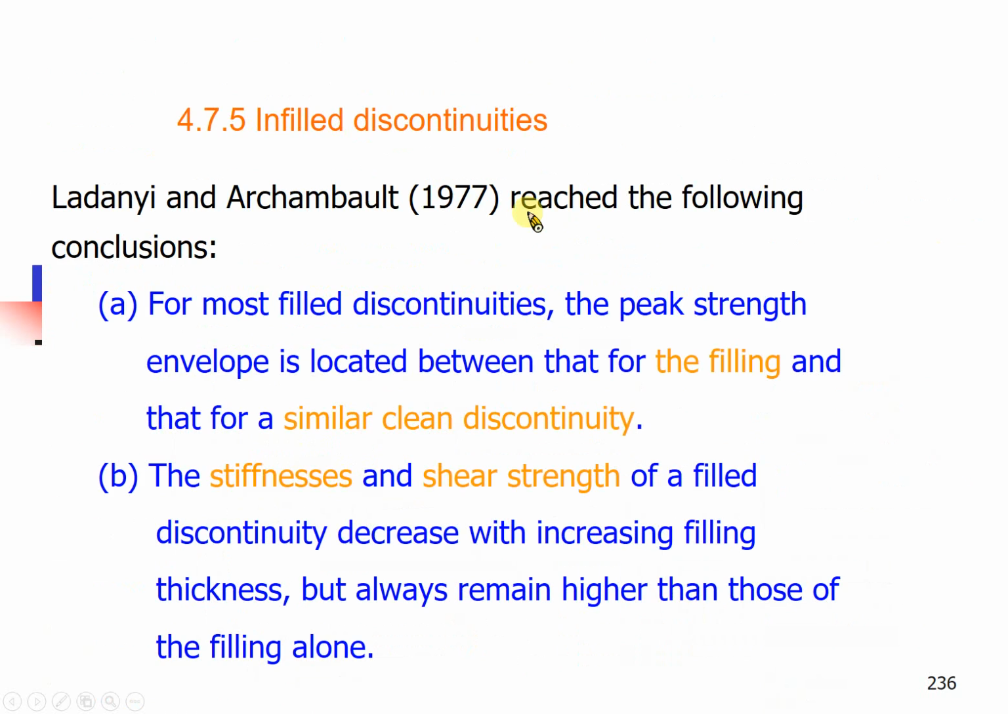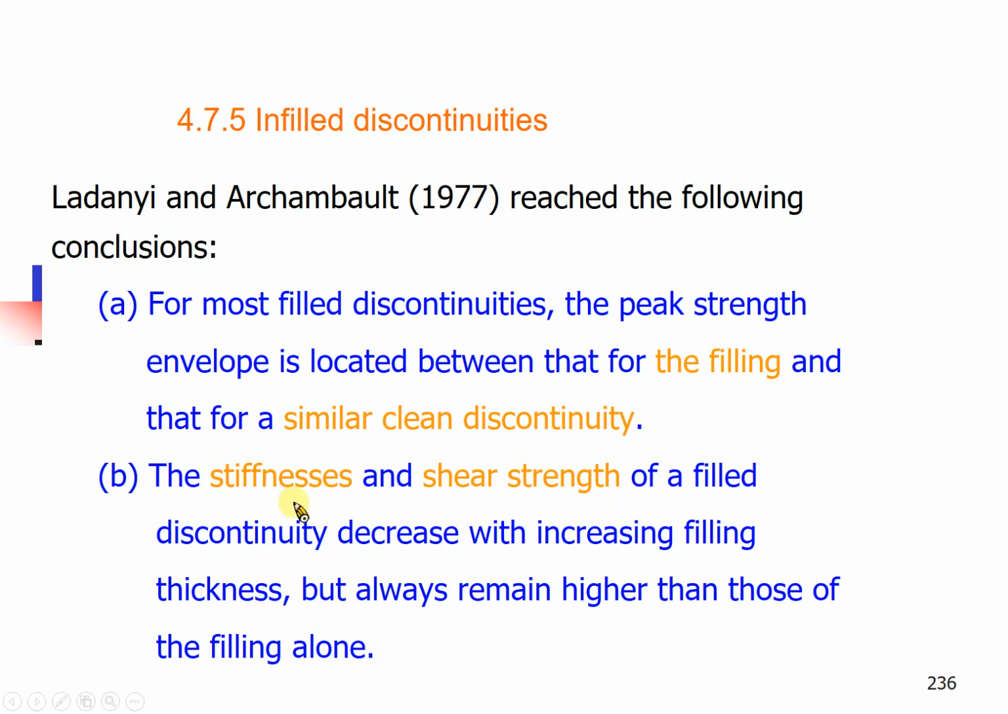Okay, then how about the joint with infill? Generally speaking, for the joint with infill material, the failure envelope will be between the clean discontinuities and the fill material itself. It will be in between. Okay, roughly, the failure criterion of the infill material will be the lower bound, and the failure criterion of the clean rough joints will be the upper bound. If you have a clean joint with infill material, the strength will be in between. Okay, it is very logical, you can imagine.